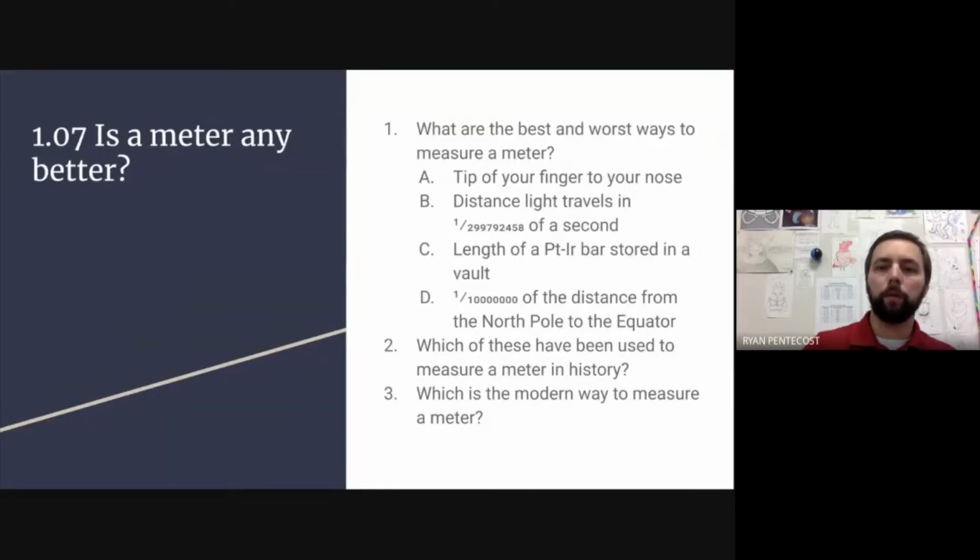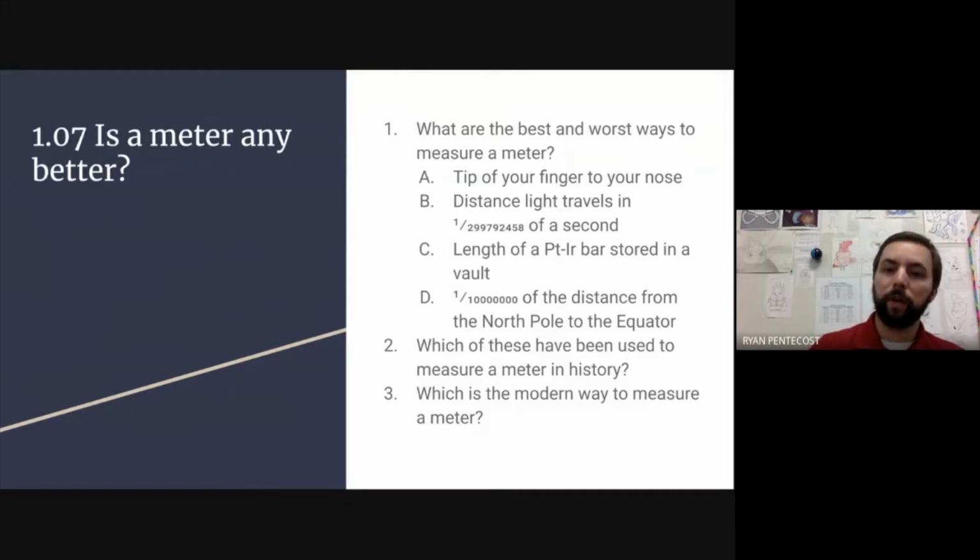A meter is different as well. So what are the best and worst ways to measure a meter? So for example, we've got A, B, C, and D. A, the tip of your finger to your nose. So stick your arm out, straight out, the tip of your finger all the way to your nose. That was one way to estimate a meter.